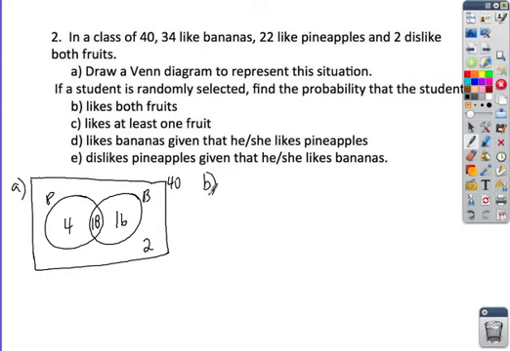Part B, find the probability that a student chosen at random likes both fruits. So we want, this is, liking both fruits is pineapples and bananas. And again, taking off the drawing, it's 18 out of 40, which can be reduced to 9 over 20. Reducing is not necessarily required.